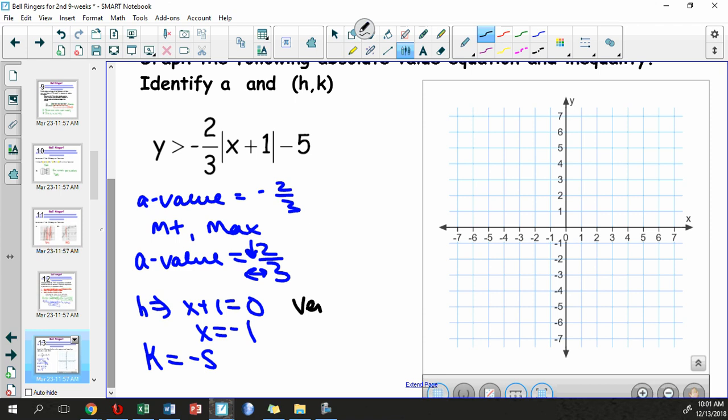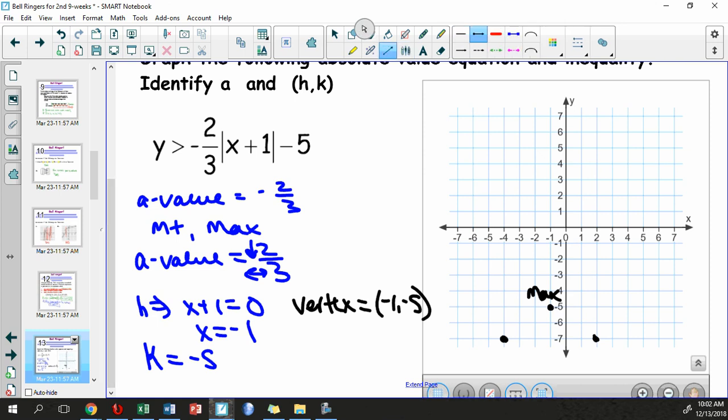So my vertex of this graph is going to be the point -1, -5. So I come over here to -1, -5, and there's my point. And that is my maximum value. So I'm going to go ahead and I'm going to go down 2 units, and to the left 3 units, and to the right 3 units. And that is going to be your graph.